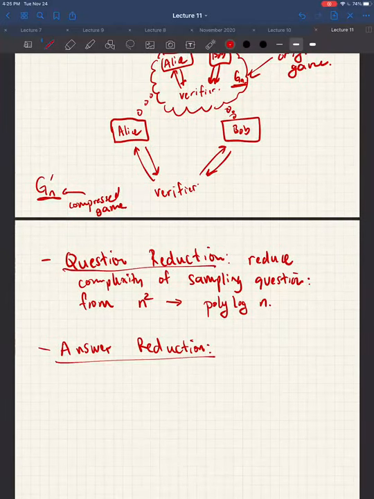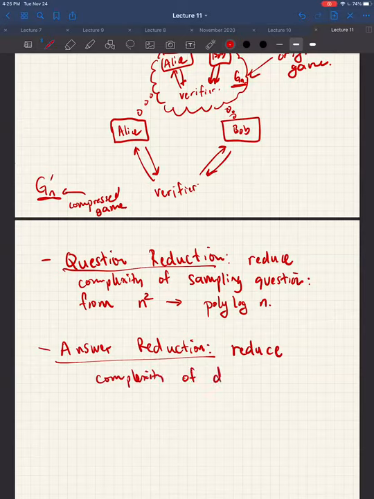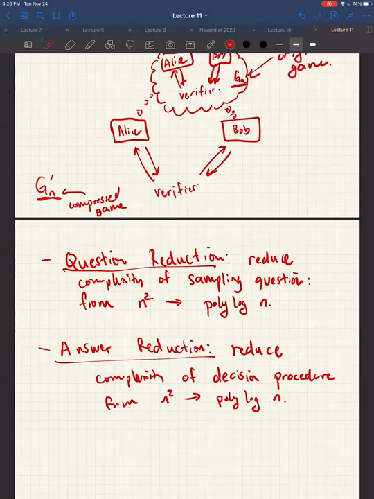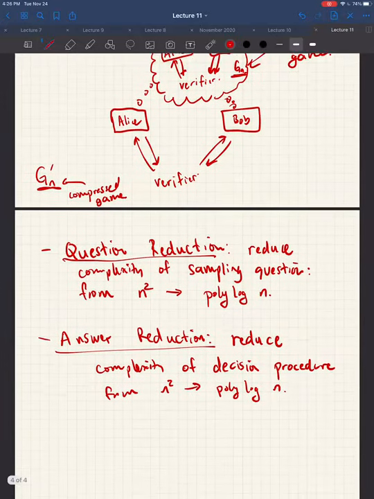And then in the answer reduction, we're going to reduce the complexity of the decision procedure, again from n squared to polylog n. Okay, so let's start with the question reduction.